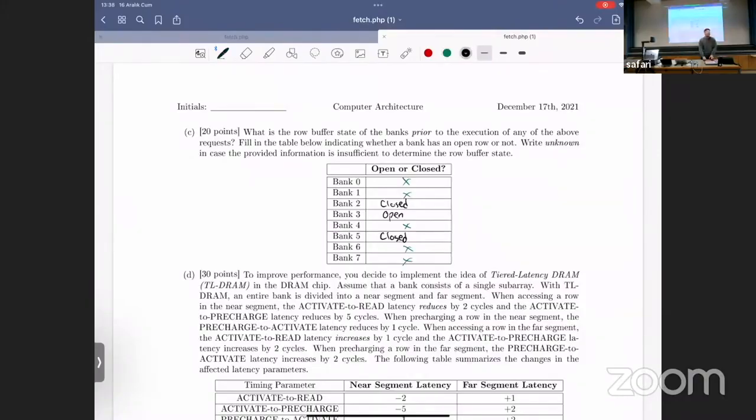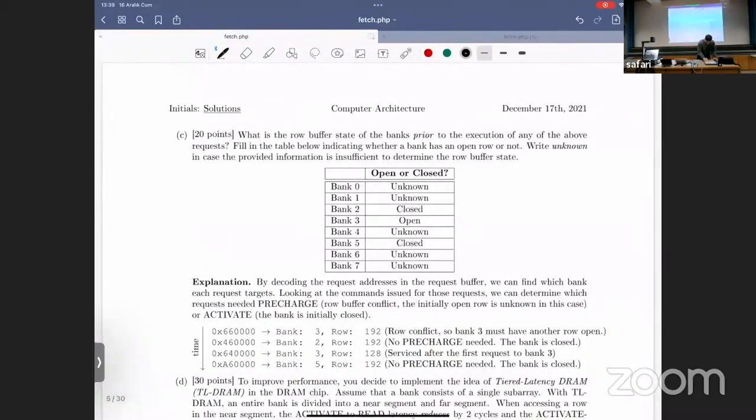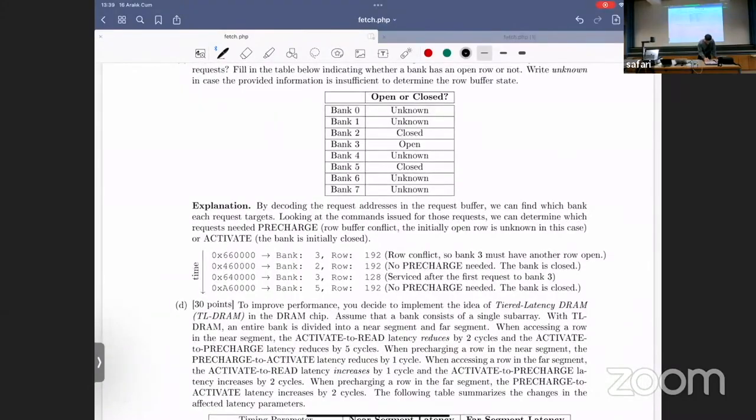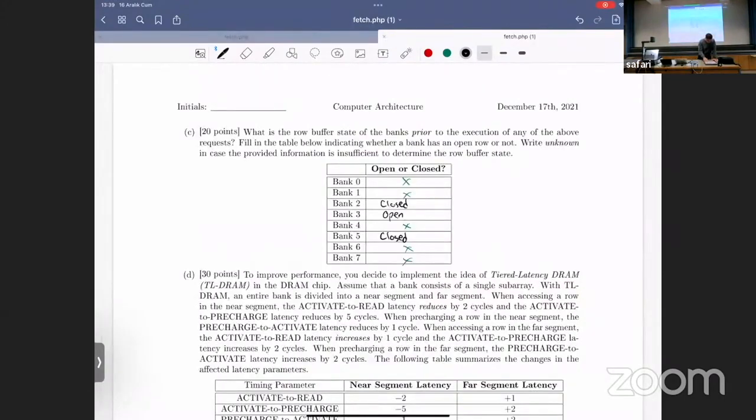Yeah, any questions here? Let me double check with the answer sheet, actually. Yeah. So bank 2 is closed, bank 5 is closed, bank 3 is open, and the rest are unknown.